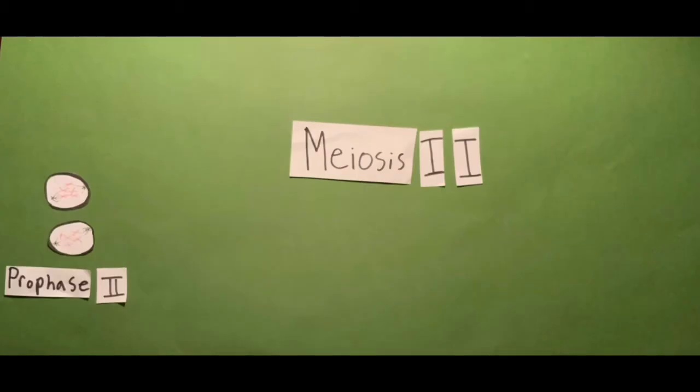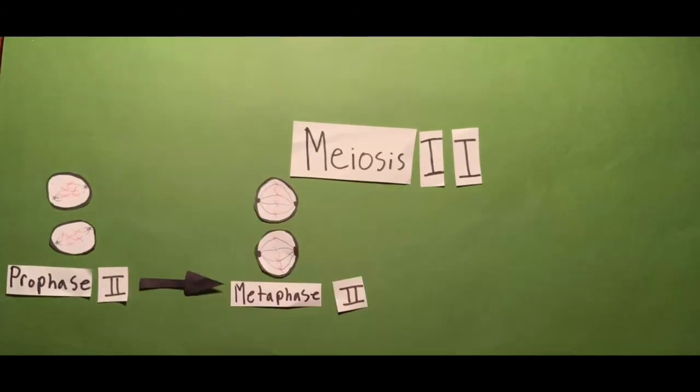Prophase 2 is the first stage of meiosis 2. During this stage, the chromosomes condense, the spindle fibers form, and the nuclear envelopes disappear. Metaphase 2 is the next stage of meiosis 2. Here, the spindle fibers from the centrioles attach to the centromeres of the chromosomes.